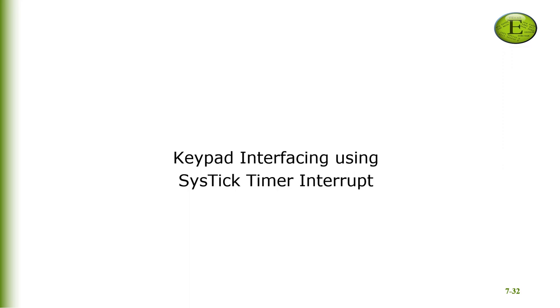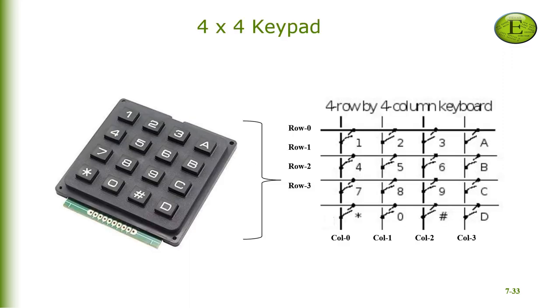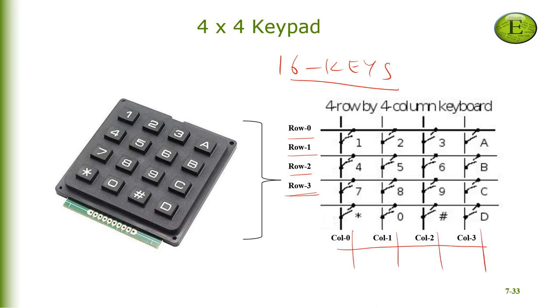Let us now take an example of interfacing the keypad using the SysTick timer interrupt. We shall consider a 4-row by 4-column keypad containing 16 keys. These are arranged in a grid of 4 rows and 4 columns. Essentially, we have 4 row wires, row 0 all the way to row 3, and 4 column wires. There are 16 switches, so 16 keys correspond to 16 switches. These are shown here by the switch symbols.